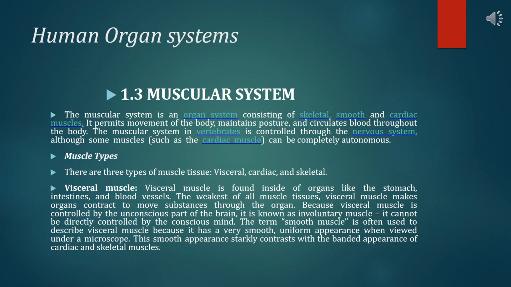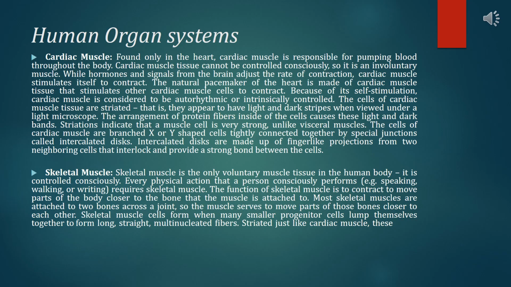The term smooth muscle is often used to describe visceral muscle because it has a very smooth, uniform appearance when viewed under a microscope. This smooth appearance starkly contrasts with the banded appearance of cardiac and skeletal muscles. Cardiac muscle is found only in the heart. Cardiac muscle is responsible for pumping blood throughout the body. Cardiac muscle tissue cannot be controlled consciously, so it is an involuntary muscle. While hormones and signals from the brain adjust the rate of contraction, cardiac muscle stimulates itself to contract. The natural pacemaker of the heart is made of cardiac muscle tissue that stimulates other cardiac muscle cells to contract.